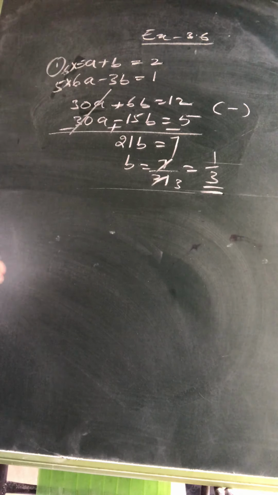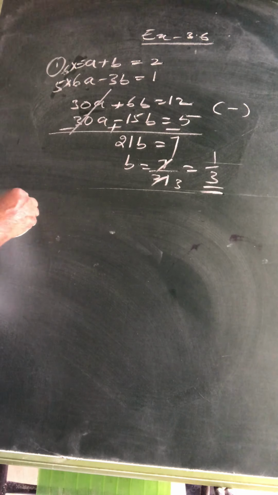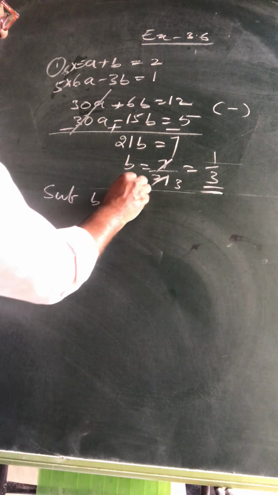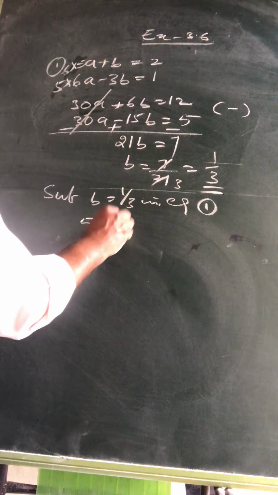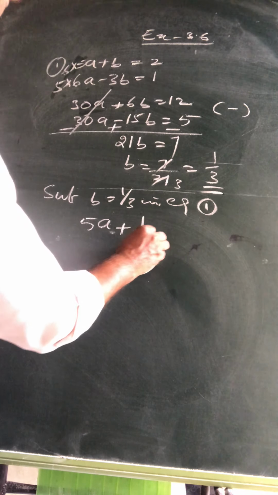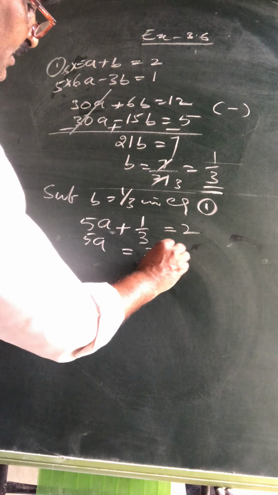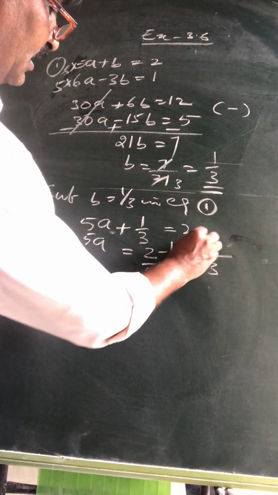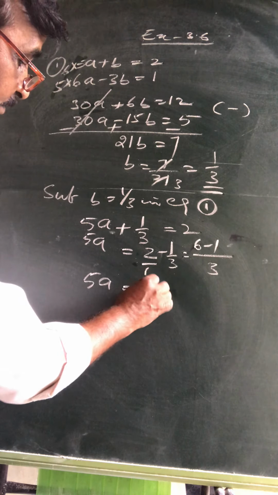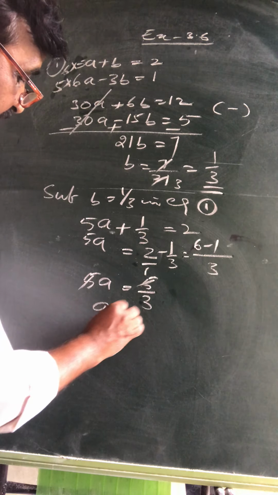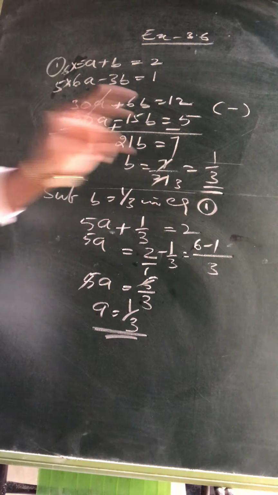So b is equal to 1 by 3. You can substitute this either in the first equation or in the second equation. Substitute b is equal to 1 by 3 in equation 1. Then 5a plus b, meaning 1 by 3, is equal to 2. So 5a is equal to 2 minus 1 by 3. The LCM is 3, so 6 minus 1 over 3. So 5a is equal to 5 by 3. The 5s cancel, and a is equal to 1 by 3.